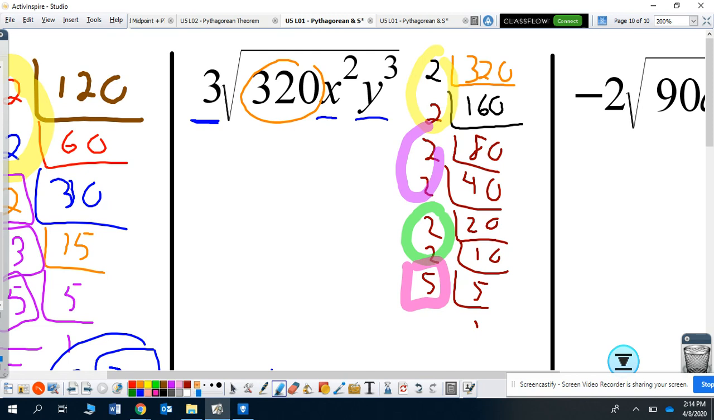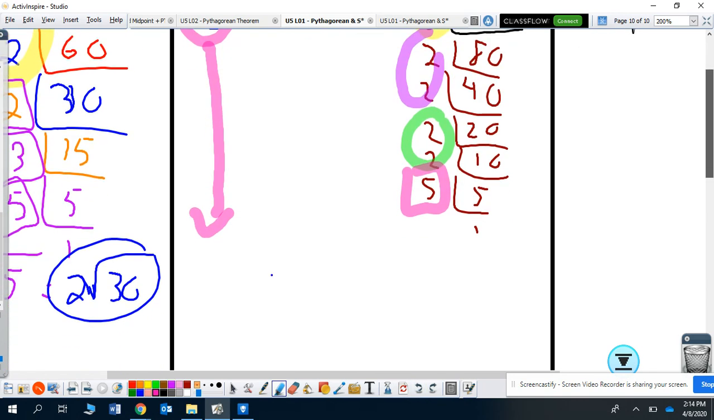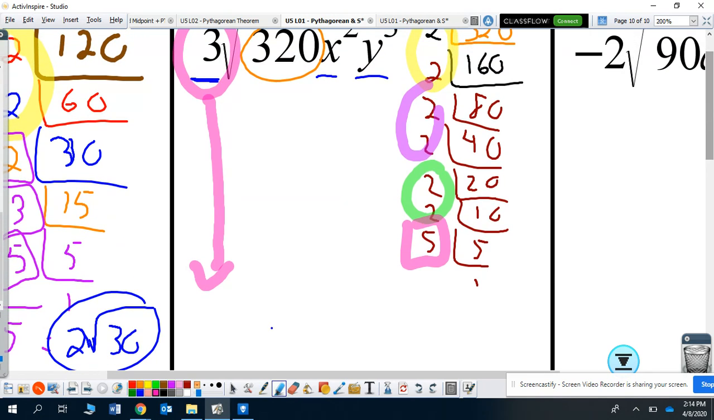So here's what I want us to remember. What I don't want you to forget is the fact that this 3 was already on the outside. So a lot of people have forgotten about him by now, and we can't. We can't forget about that 3. So what I want you to do is draw an arrow with that 3 all the way down, and that 3 is going to come down and join us.